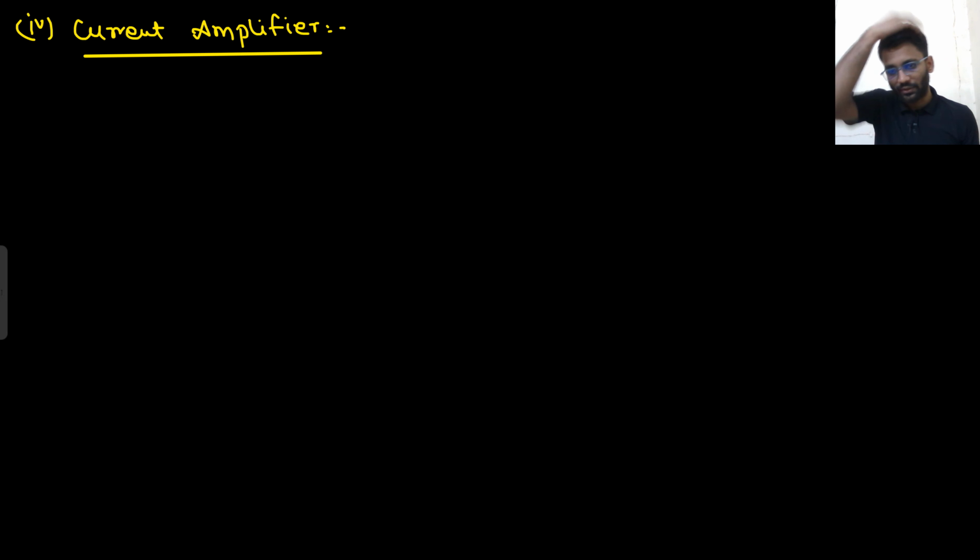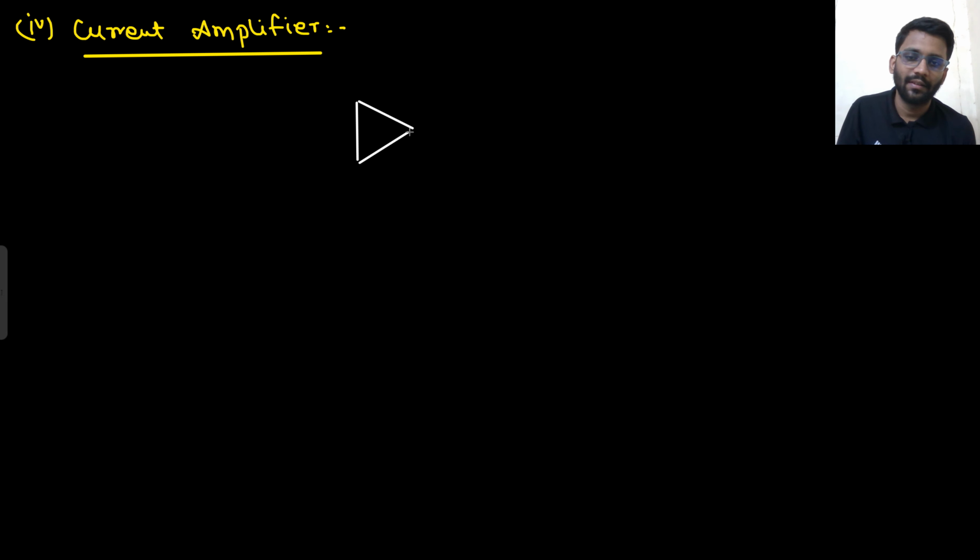Well and good. Let's talk about current amplifier. So how will I show it? I will show it with the gain Ai. Voltage gain I was showing with Av. I am showing current gain with Ai. So input is current. Now the current will be converted into current source only, and it will be fed to the output. So input is current.